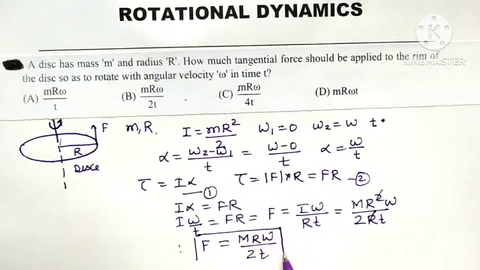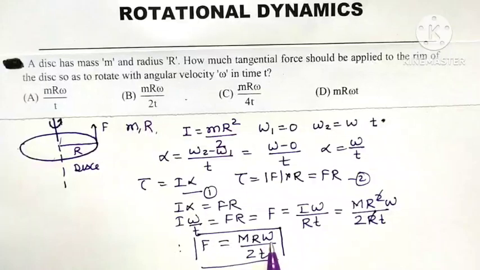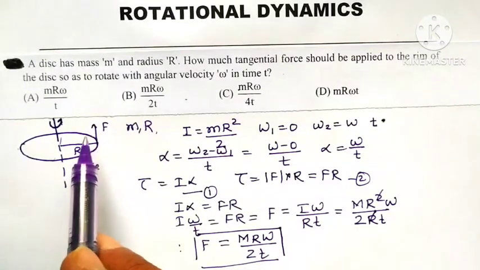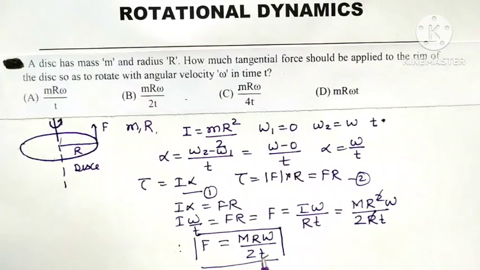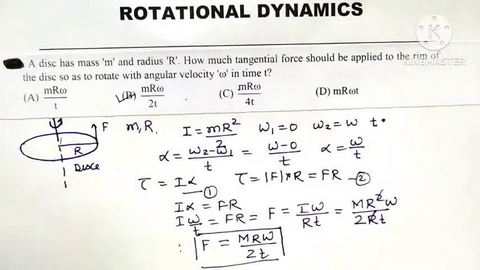So in order to rotate the disk with an angular velocity omega, the tangential force that must be applied to its rim must be mr omega divided by 2t. So which option is correct? Option B, that is mr omega divided by 2t, is the correct option.